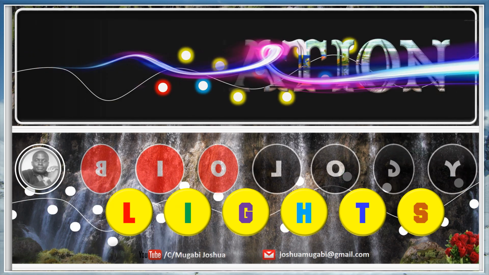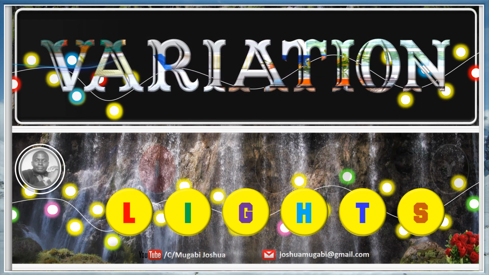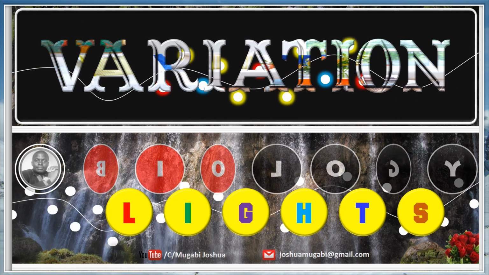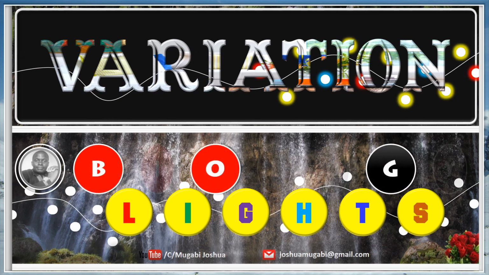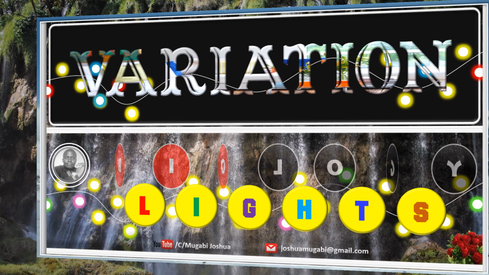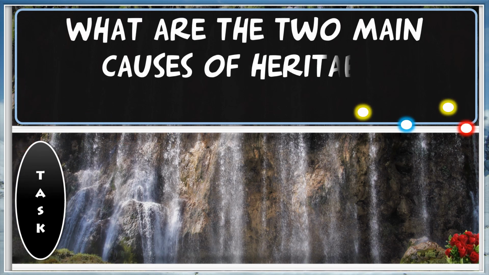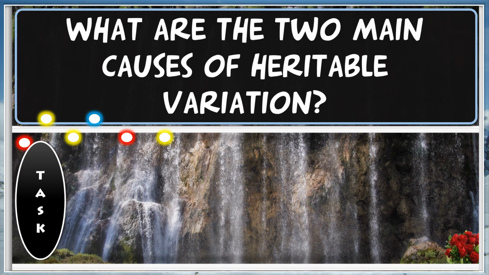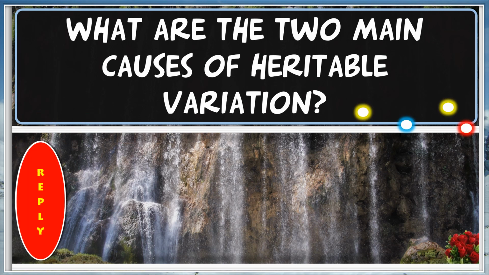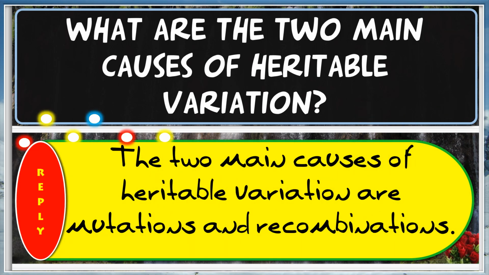In this session, we are going to talk about variation. What are the two main causes of heritable variation? The two main causes of heritable variation are mutations and recombinations.